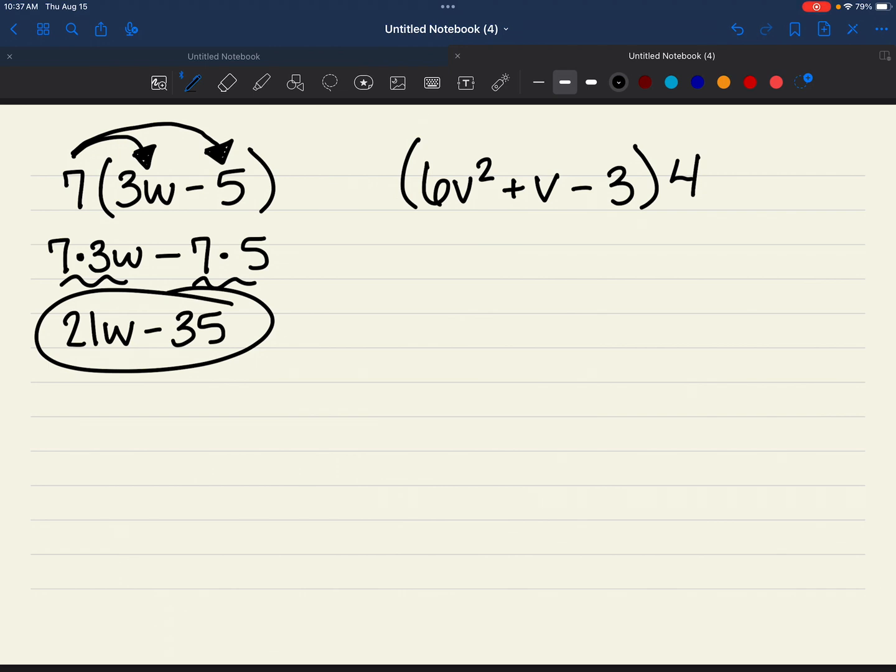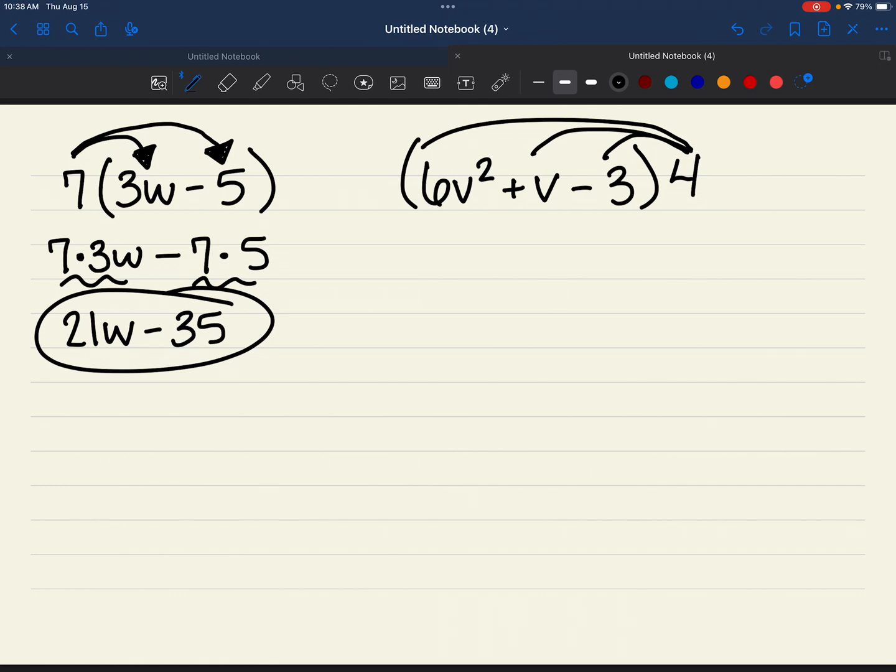Now, does this example still show distributive property? Yes, right? I have something in parentheses, 3 terms, called a trinomial, and then I have a single term on the outside called a monomial, that I'm going to distribute to everything on the inside. So it's the same idea, we're just going the opposite way. So I'm going to do 4 times 6v squared, 4 times v, 4 times -3.